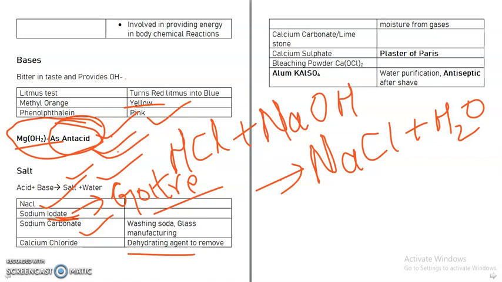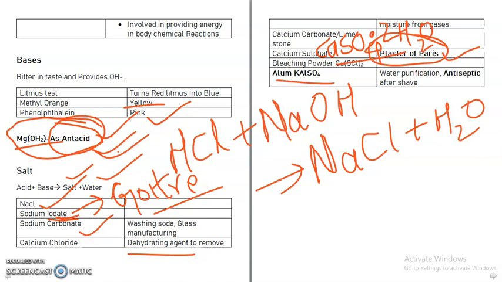Focusing on the highlighted part, plaster of Paris. It is also a salt, calcium sulfate, CaSO4·2H2O: calcium sulfate and two molecules of water. They can directly ask you the chemical formula of plaster of Paris. Then bleaching powder, which everybody knows.